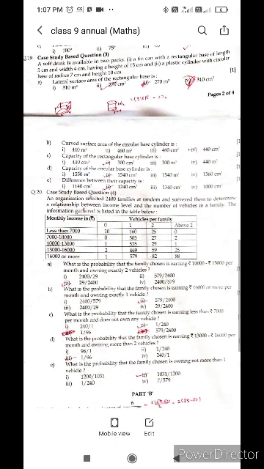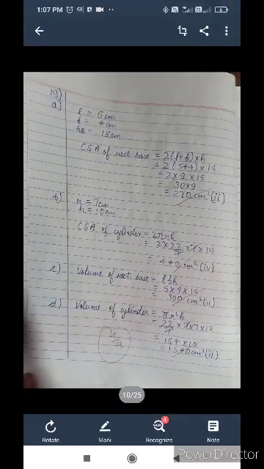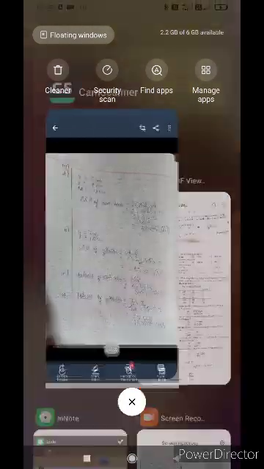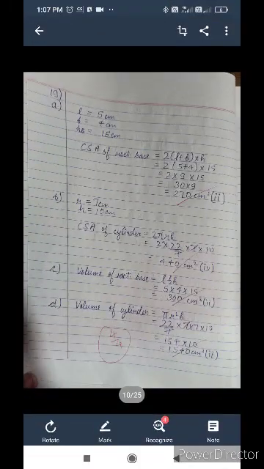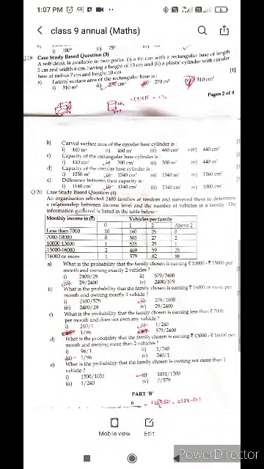Now the E part, they are asking the difference between the capacities. Difference means we have to subtract the volume of the cuboid from the volume of the cylinder. Volume of cylinder is 1540 and volume of the cuboid is 300. So 1540 minus 300 is equal to 1240 centimeter cube. Question number 20.